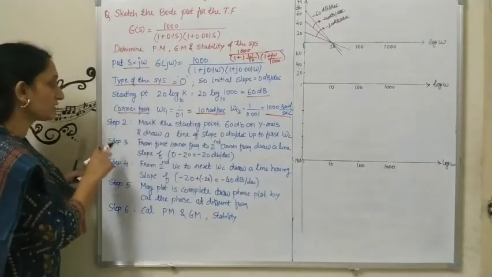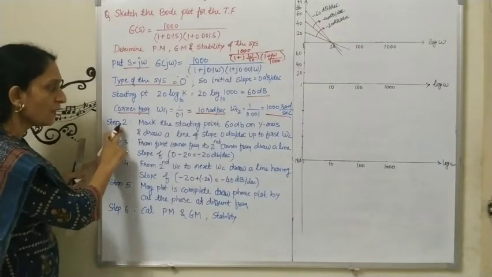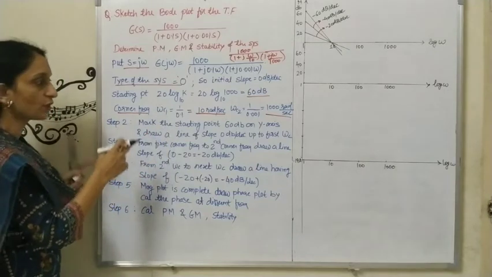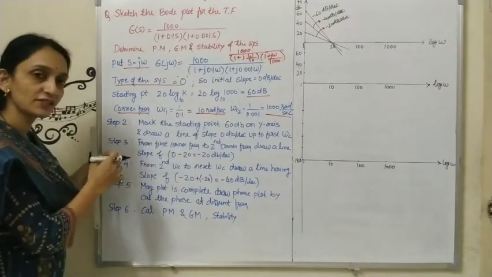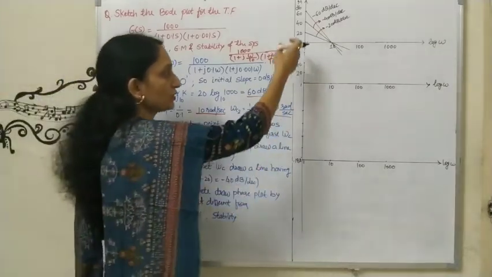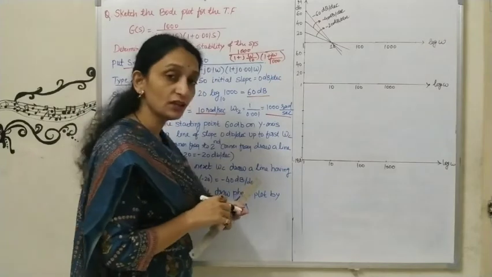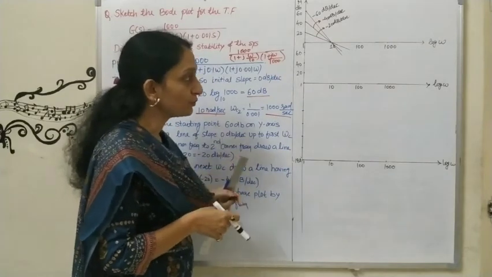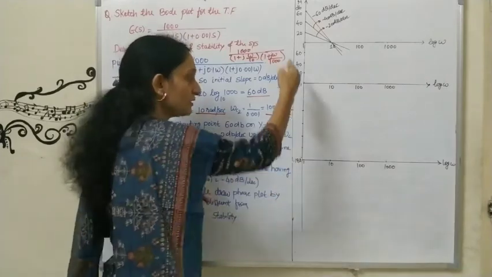Okay, so next, step number 2. Mark the starting point 60 dB on the y-axis. See what I will do now? I will just read the step and parallelly I will draw. Okay, so look at this. Here I have shown the semi-log paper. You need to divide your semi-log paper into these 3 parts.